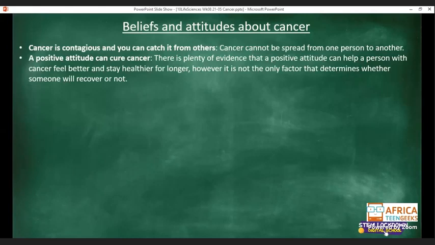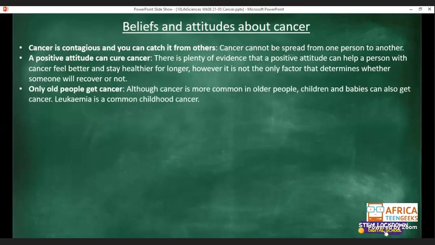A positive attitude can help a person with cancer feel better and stay healthier for longer. However, it is not the only factor that determines whether someone will recover or not. So a person will need treatment and not just a positive attitude. Okay.